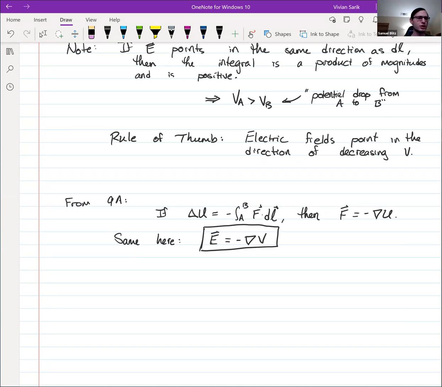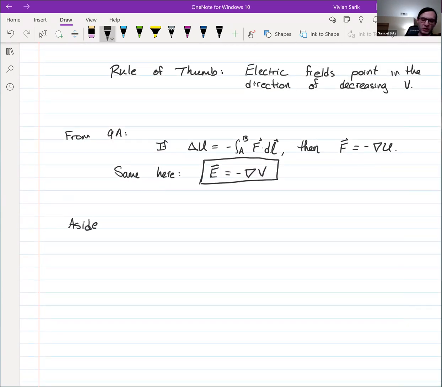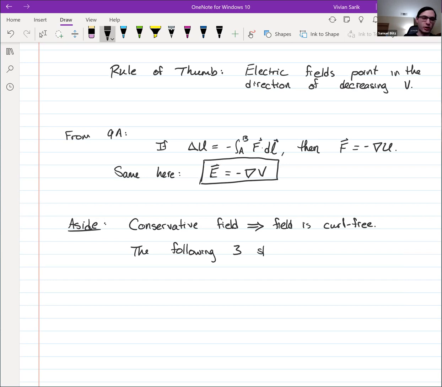There's another aside that I'd like to talk about, which is this business about conservative fields and curl-free fields. We're just going on a little math detour right now. If you have a conservative field, i.e. it produces a force that's conservative, that means that field is curl-free. Just to be more specific about what that means: the following three statements are equivalent.